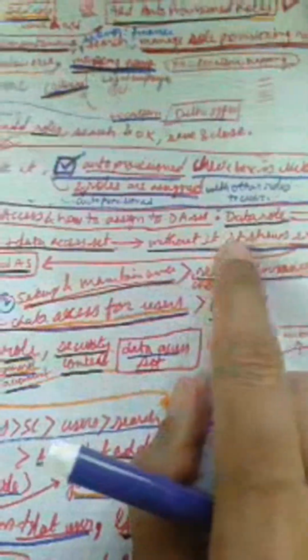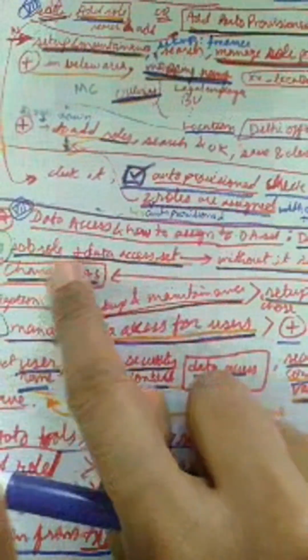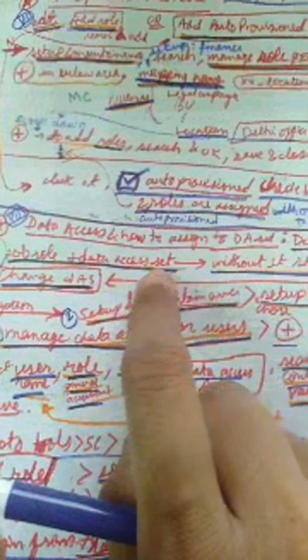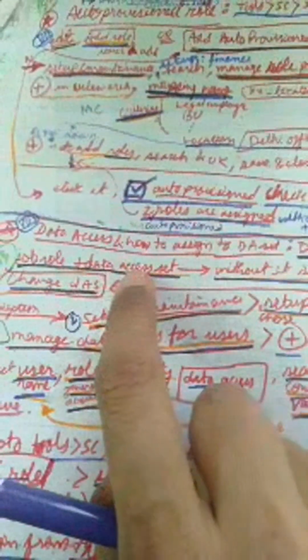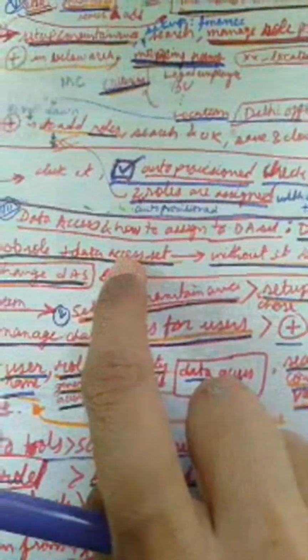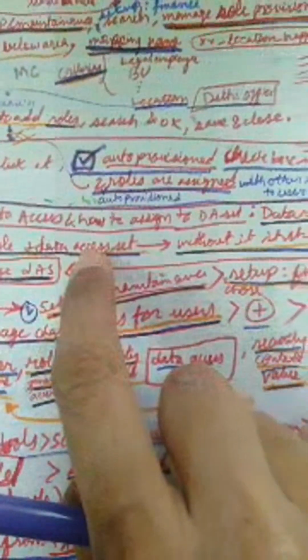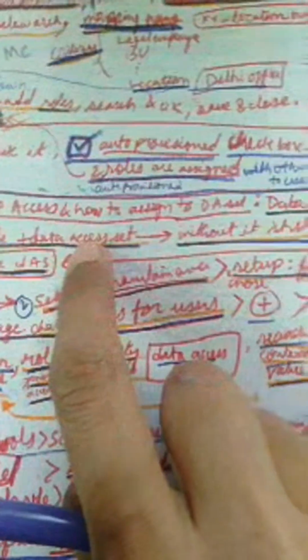So as we know, data role is a combination of job role plus data access set. Data access set is dependent on which data is being given to that particular role. Because for a user to access the data, not only job role is required, we also need data access set.